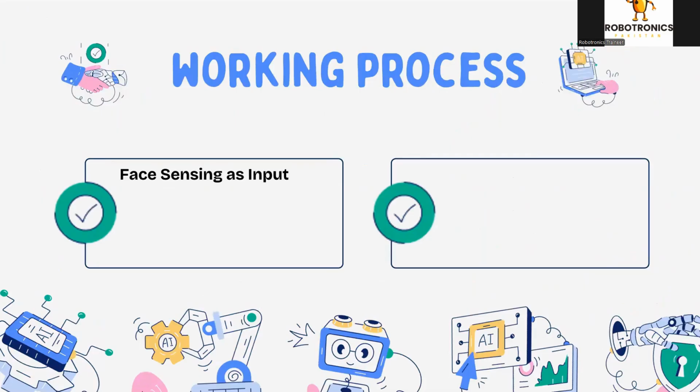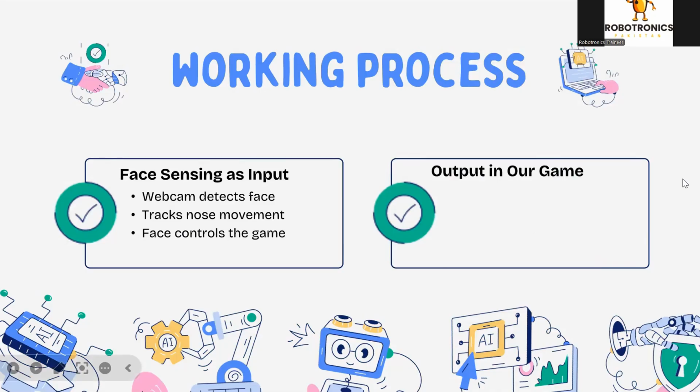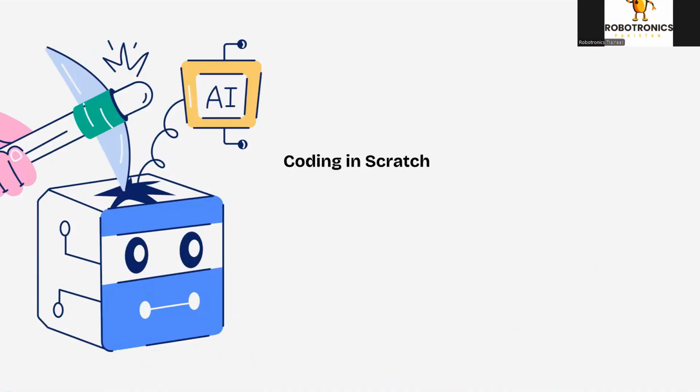Face sensing as input. Face sensing works as an input in which the webcam or a camera is going to detect our face and then track the nose movement. Face controls the game. Now let's talk about the output of our game. The output of our game is the score. The shark moves on screen and the score updates. How the score updates, we are going to see in our coding, and then a message appears.